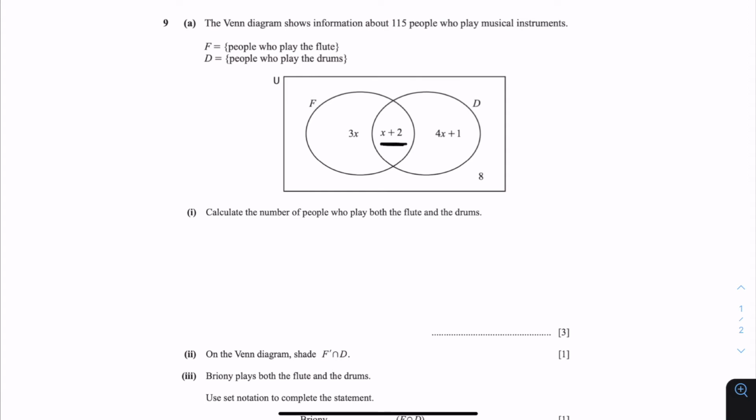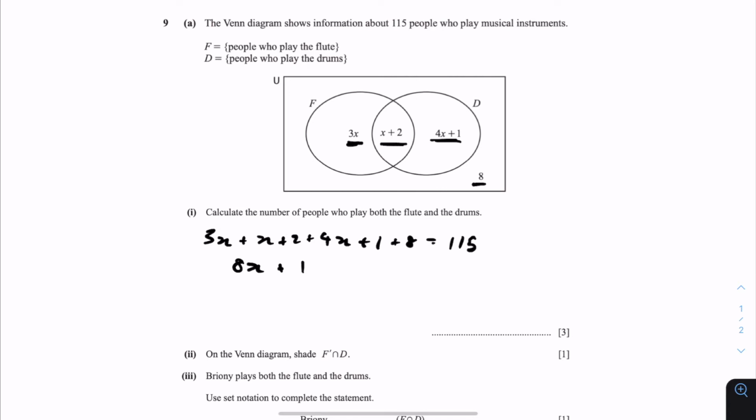And we're given that 115 people are shown here. So we can actually add up all these quantities here, and they should equal 115. So 3x plus x plus 2 plus 4x plus 1 plus 8 equals 115. So 3x plus x is 4x, 4x plus 4x is 8x. So 8x plus, and then 2 plus 1 plus 8 is 11. So 8x plus 11 equals 115. 8x equals 104. x equals 13.